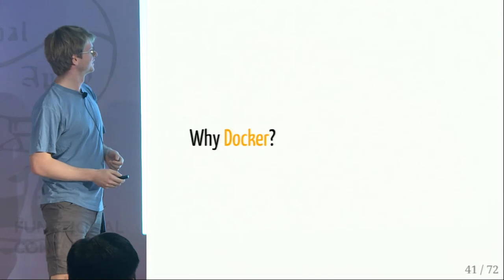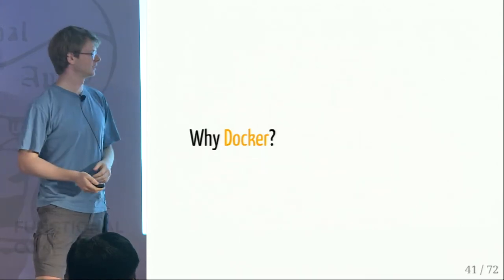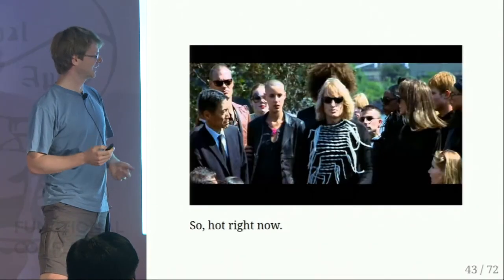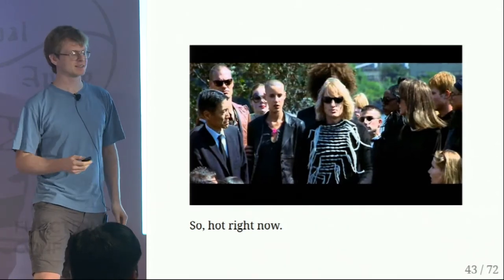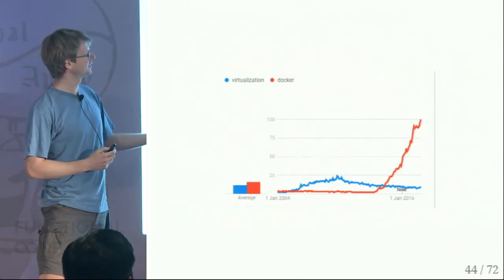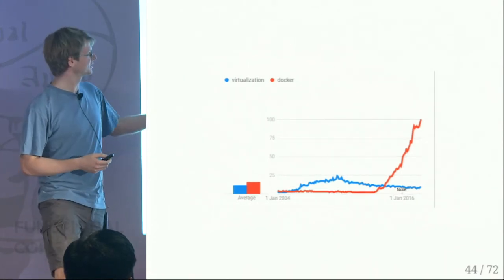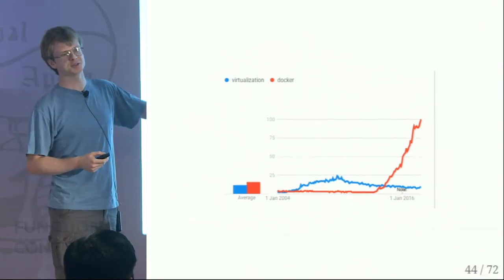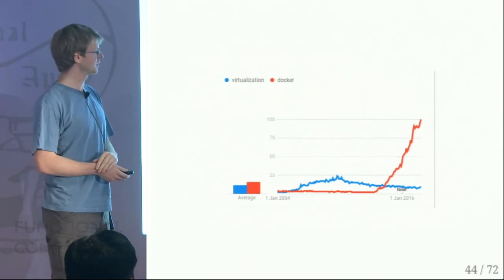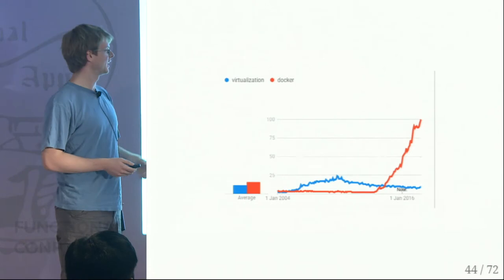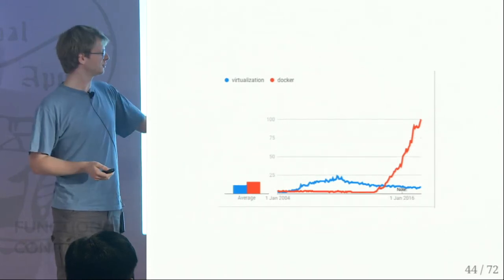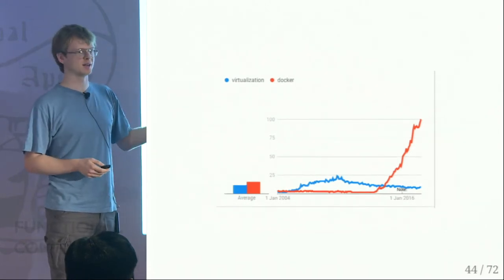Good. So why Docker? It's a good question. I asked it, so I'll probably answer it now. Well, it's hot right now. Docker is a trend. We should all jump on that. This is the Google trend. So this red line is Docker, and this blue one was virtualization, because that was what we did before Docker. Last year, this graph looked interesting, because you could see virtualization going down. This year, Docker's so far ahead that you can barely even notice the lump that was virtualization in the past.